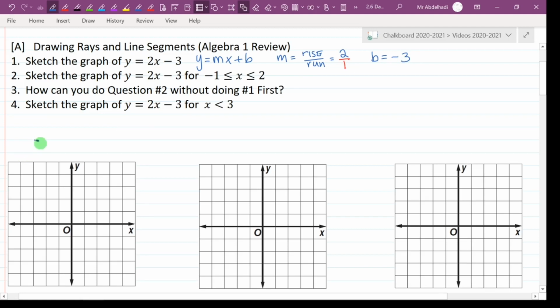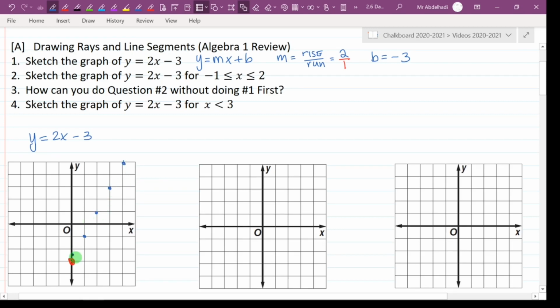So let's come over here. We're going to graph y equals 2x minus 3. We said that our y-intercept is -3, so that means our y-intercept is right here. And we said our slope, our rise over run, was 2 over 1. So from this starting point, you go up 2, that's your rise, up 2, and run 1. So up 2 over 1, up 2 over 1, up 2 over 1, just keep doing that.